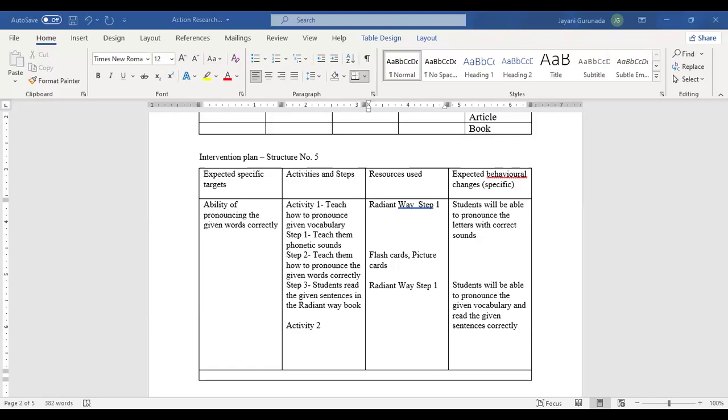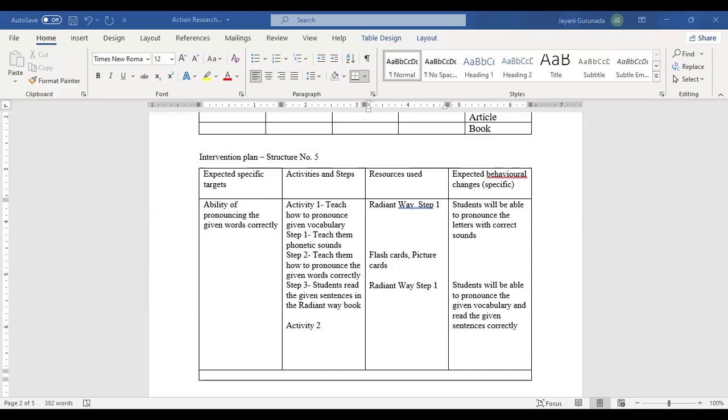First one is ability of pronouncing the given words correctly. Then the activity: teach how to pronounce the given words. The steps are: first, teach them phonetic sounds. Second, teach them how to pronounce words correctly. Step 3, students practice the given words. Resources used: word cards and picture cards. Expected behavior change: students will be able to identify the sounds and pronounce the letters with correct sounds.